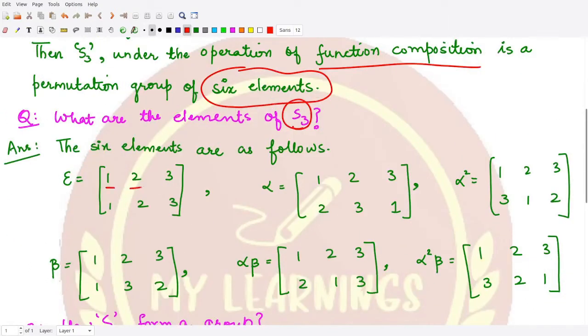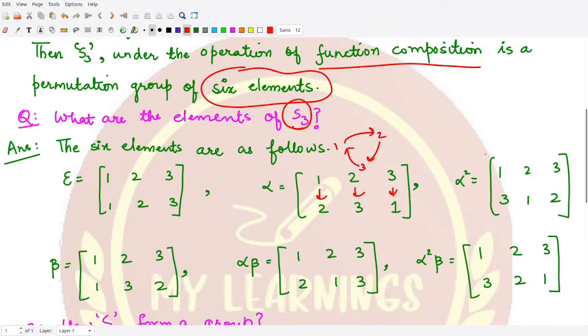For the numbers 1, 2, 3, one permutation is where we do not change anything. So 1 goes to 1 only, 2 goes to 2 only, and 3 goes to 3 only. So this epsilon doesn't change anything, right? Then we have alpha, where 1 goes to 2, 2 goes to 3, and 3 goes to 1, right? So we have the simple cycle that 1 goes to 2, then 2 goes to 3, and then 3 goes to 1. So this is a permutation.